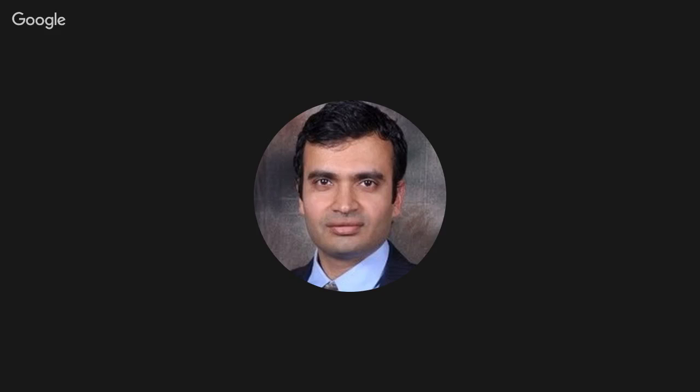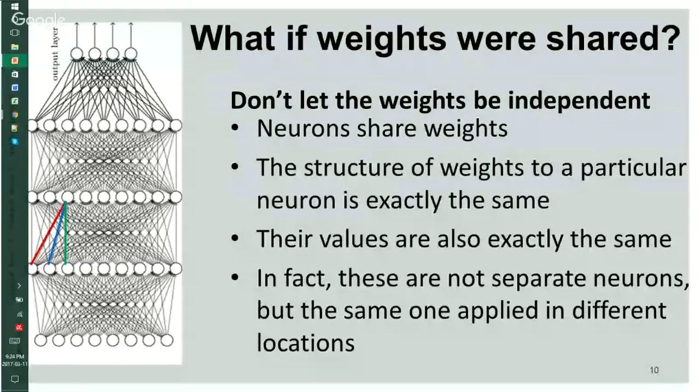So what if we share some weights? Let me give you an example. If you look at this particular neuron and look at the three weights that are connected to it, actually there are more than these three, how it is connected to the neurons in the previous layer. One of the weights I've shown in red, the other in blue, and the third in green.